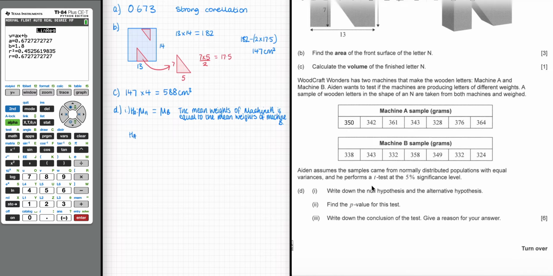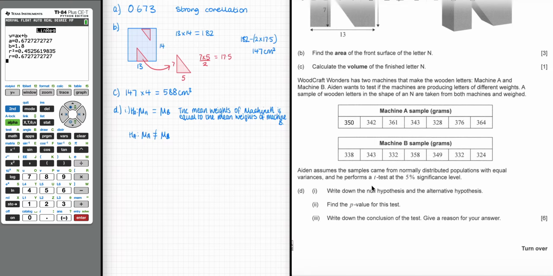And then the alternate hypothesis, it says that we're testing to see if they're different. So that means that the mean weights of machine A are not equal to the machine B weights. So if you were to write that out in full, that would be the mean weights of machine A are not equal to the mean weights of machine B.